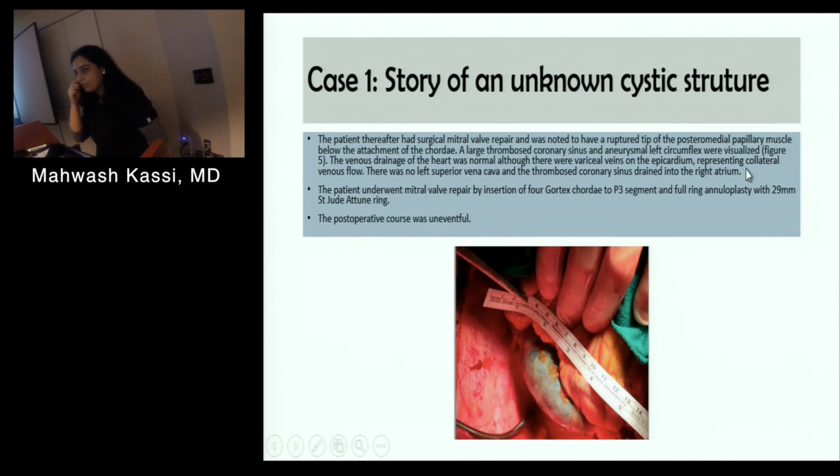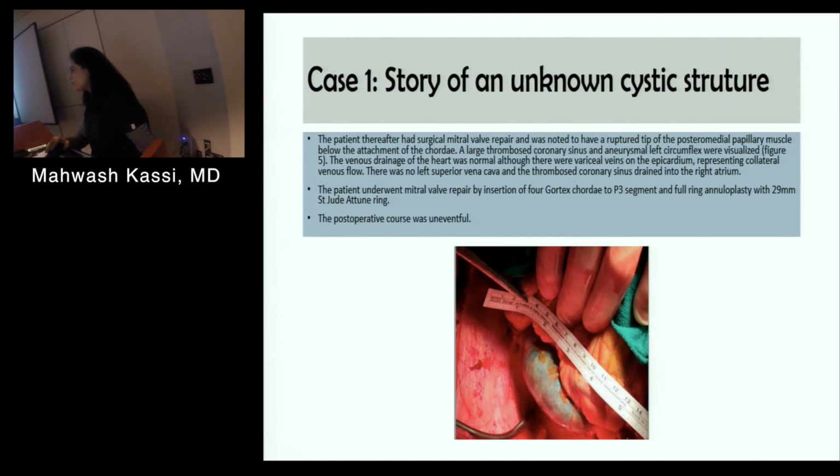He had mitral valve repair, and he was noted to have a ruptured tip of the posteromedial papillary muscle. This is a picture of the large thrombosed coronary sinus, and a very aneurysmal left circumflex was visualized. They saw that although the venous drainage of the heart was okay, it was all engorged. They could see a lot of veins because of all the backflow from the very large thrombus and collateralization. He did well postoperatively and was discharged home.